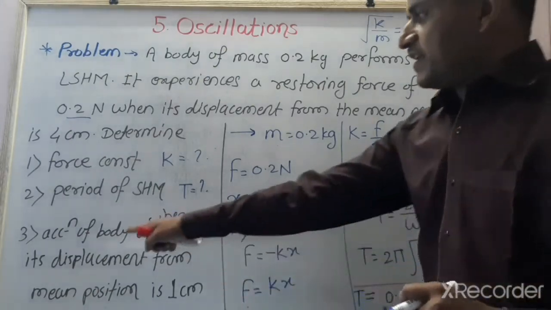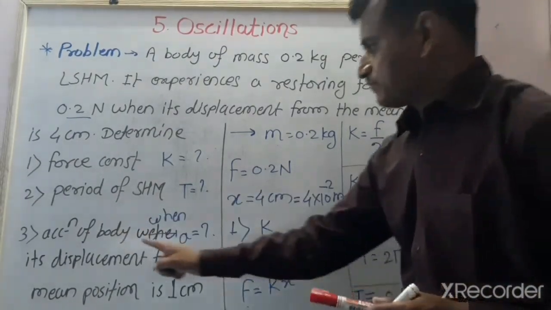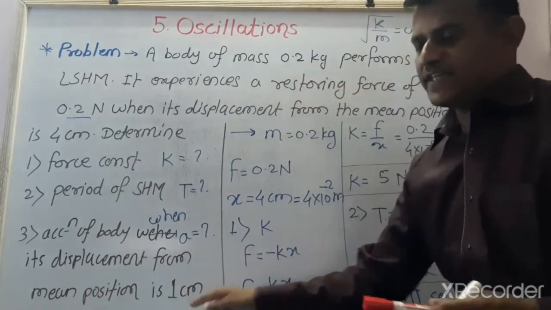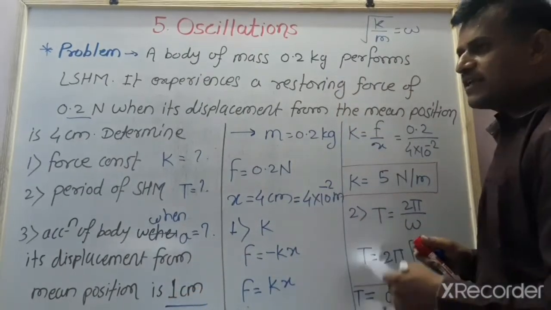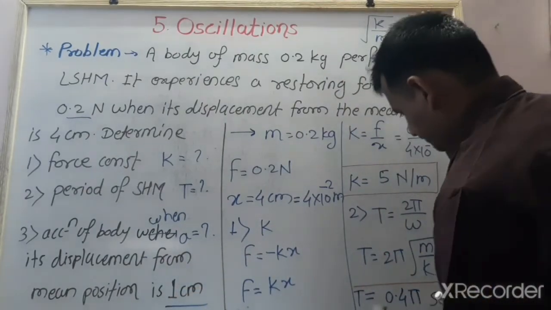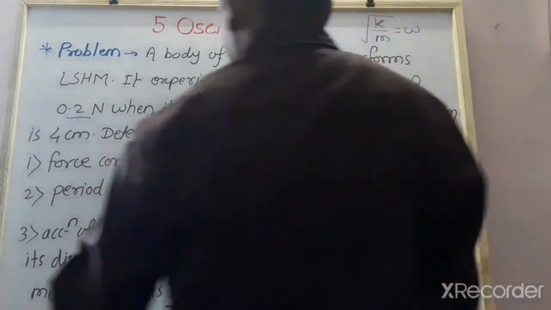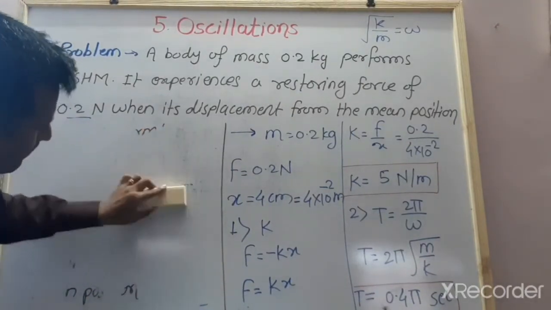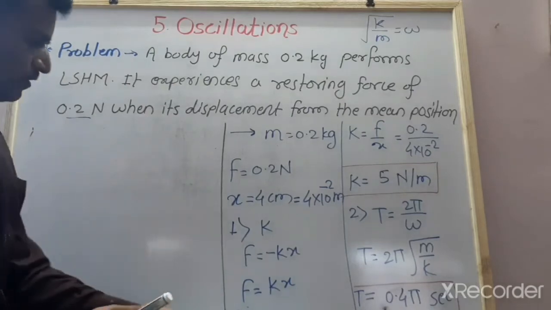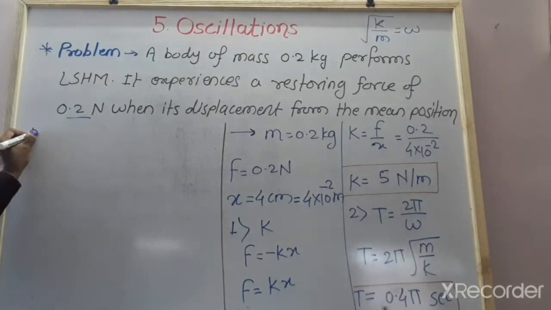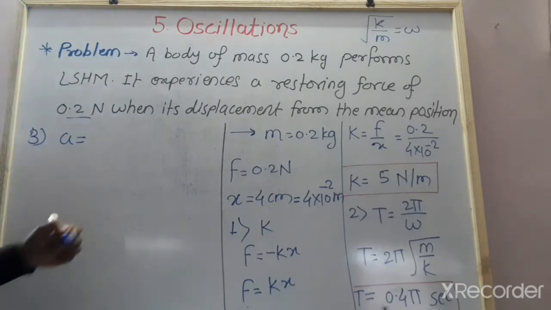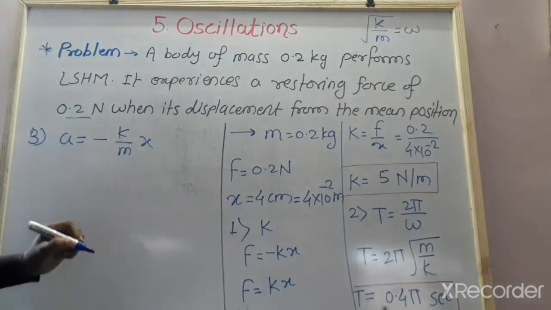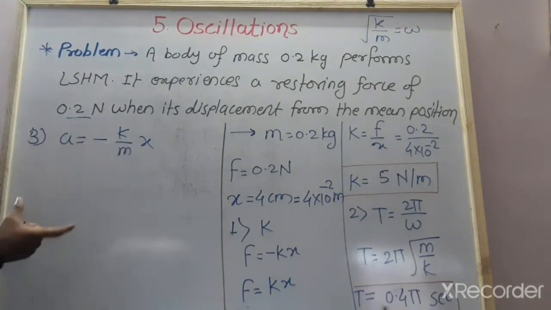Now the third is the acceleration. We have to find the acceleration when its displacement from mean position is 1 centimeter. इथे displacement 4 ला दिलंय. आता 1 centimeter ला आपल्याला ते find out करायचंय. Then our third point is the acceleration. Acceleration is equal to, आपण पाहिलं equation, minus K upon M into x. The minus sign indicates that acceleration and displacement are in opposite direction.